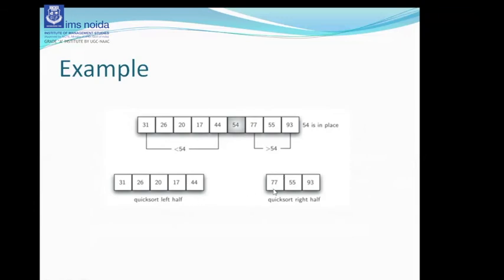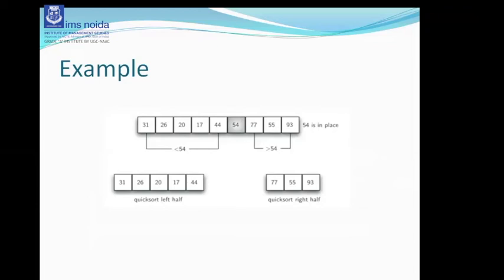Now the two halves have been arranged, and we have quick sort of the left half here and quick sort of the right half here. Now we'll continue the process of quick sort till we get the sorted list. And as soon as we get the sorted list, the process of quick sort will be complete.